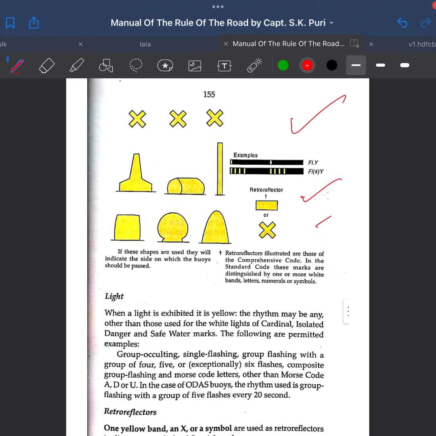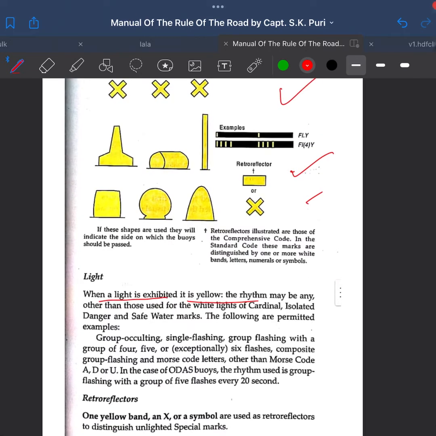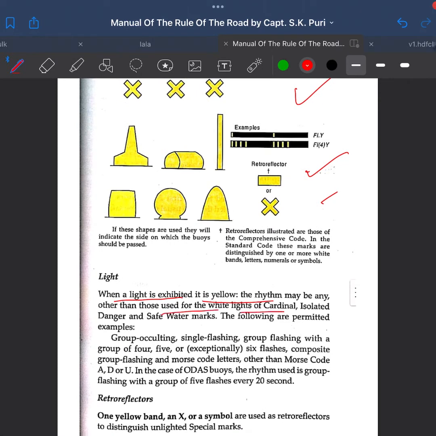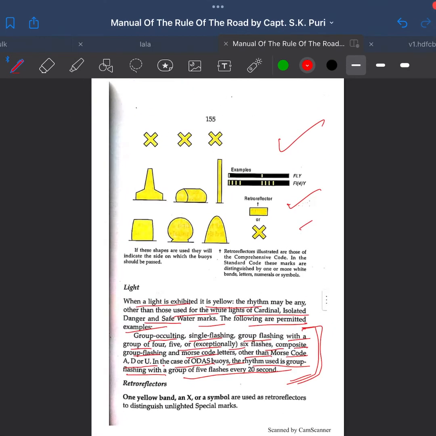Light: you can see, when a light is exhibited it is yellow, and the rhythm may be any other than those used for white lights of cardinal, isolated danger and safe water marks. The following are permitted. Examples: group occulting, single flashing, group flashing with a group of 4, 5, exceptionally 6 flashes, composite group flashing, Morse code letters other than Morse code A, D, U. The ODAS buoy's rhythm is group flashing, with group flashes every 20 seconds. So these are permitted. You can use any. Retro-reflector, one yellow band.